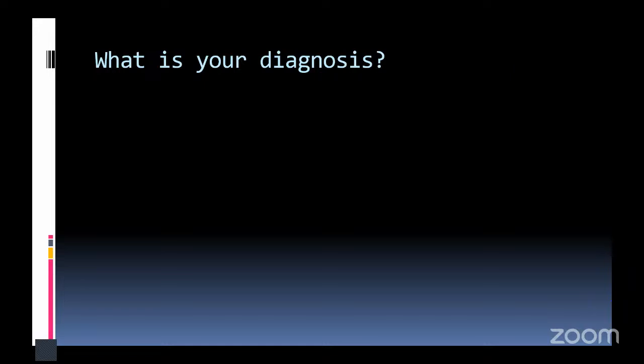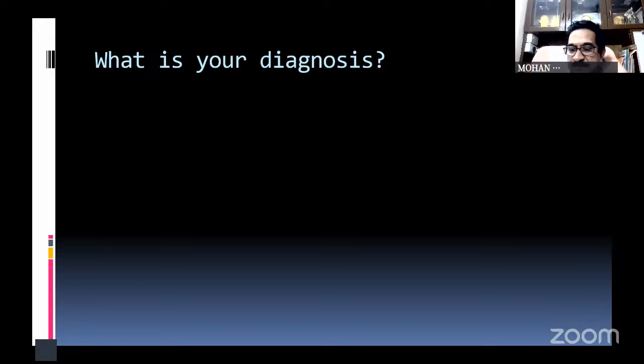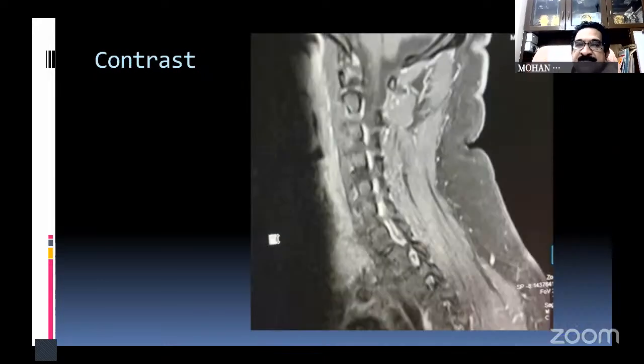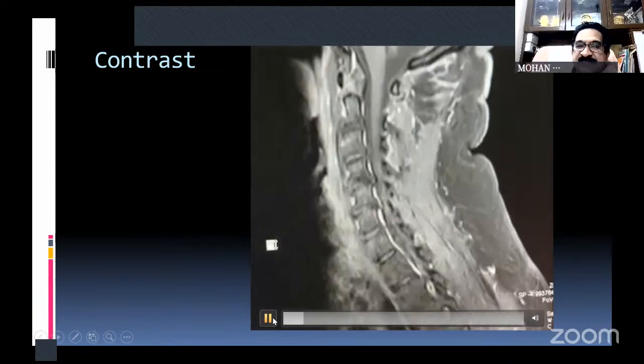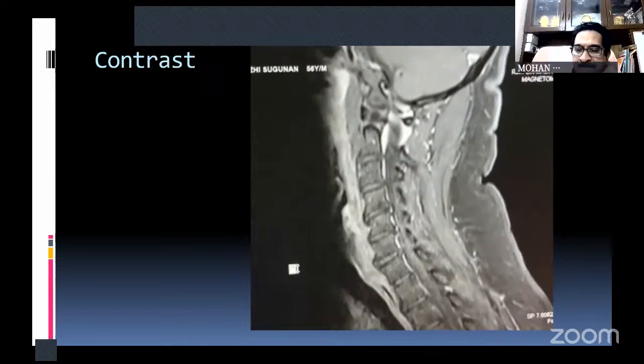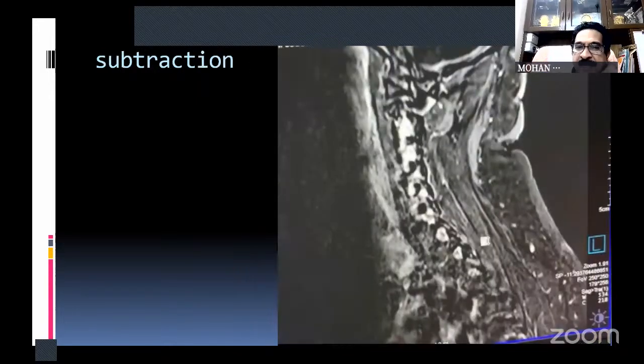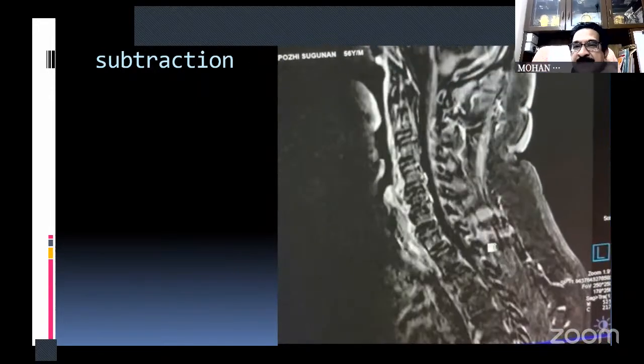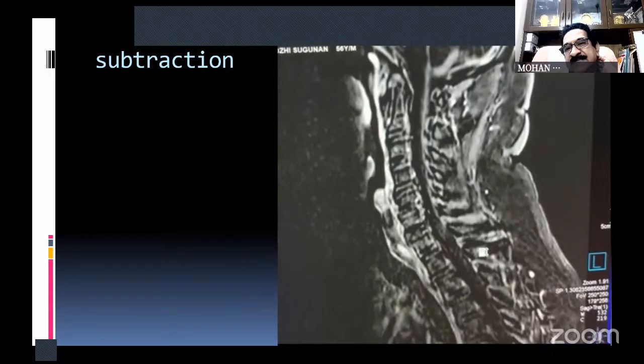Contrast. Contrast is normally, it showed the contrast, no? It's a contrast, there is no contrast enhancement. It's a contrast. And this is the subtraction film. Again, there is no hyperintensity contrast within the cord.